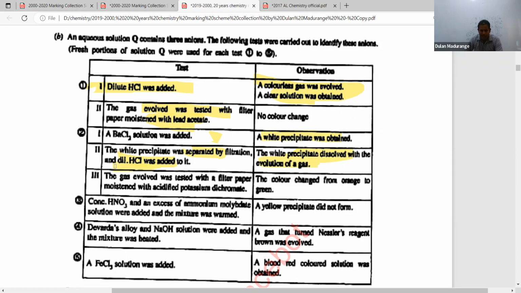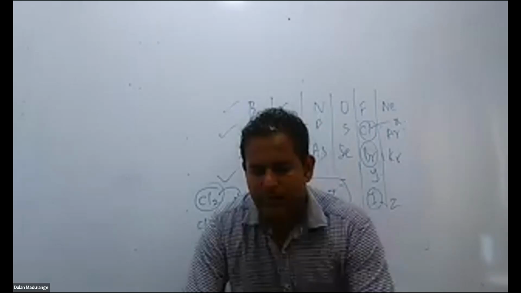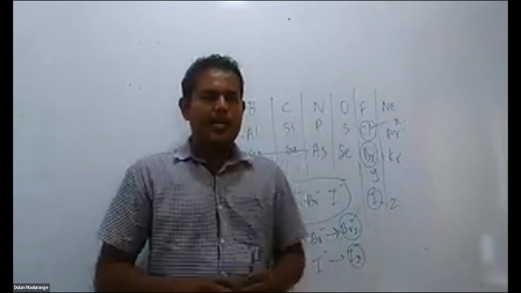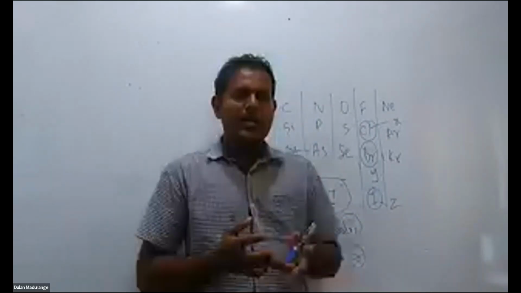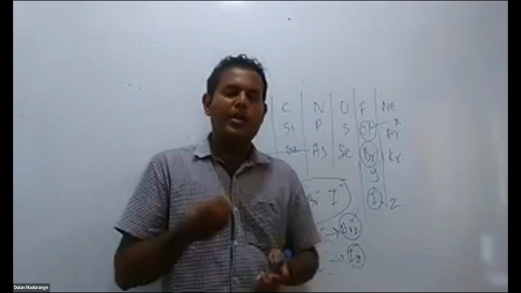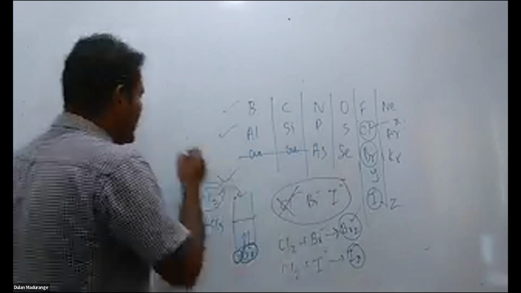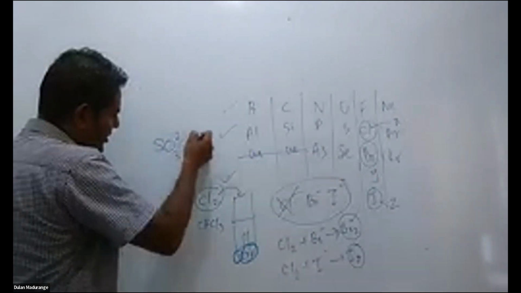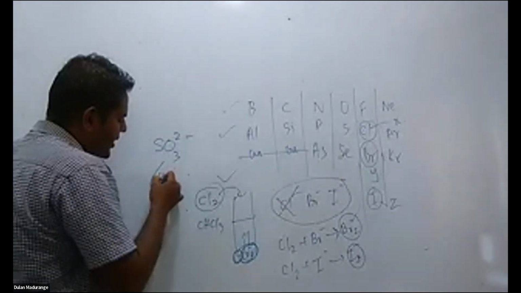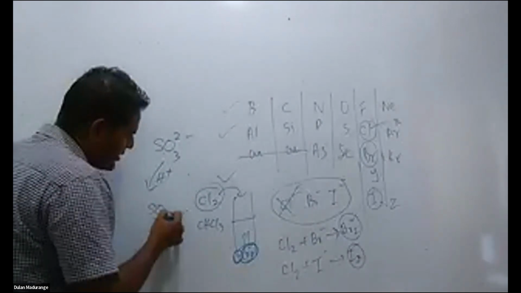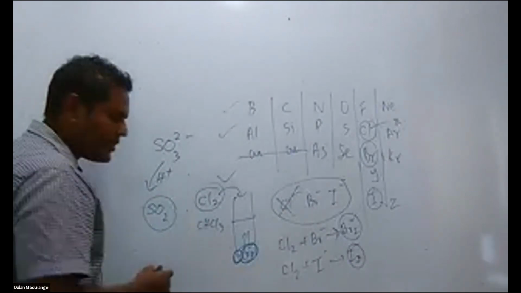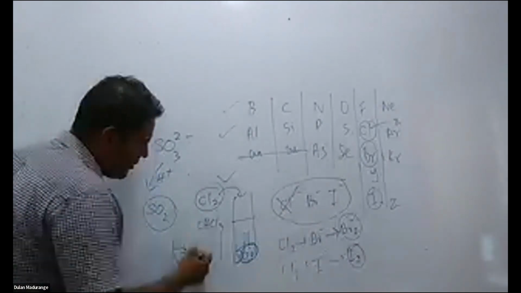The evolved gas was tested with filter paper moistened with acidified potassium dichromate, and the color changed from orange to green. Think about how this happens. A color change occurred. The evolved gas is SO2, so the anion present, we believe, is SO3 2-. So for SO3 2-, when we add an acid, SO2 gas is released. This released SO2 gas we pass through dichromate.